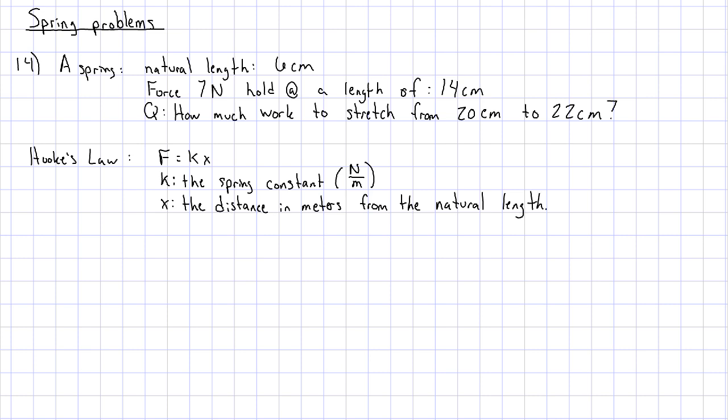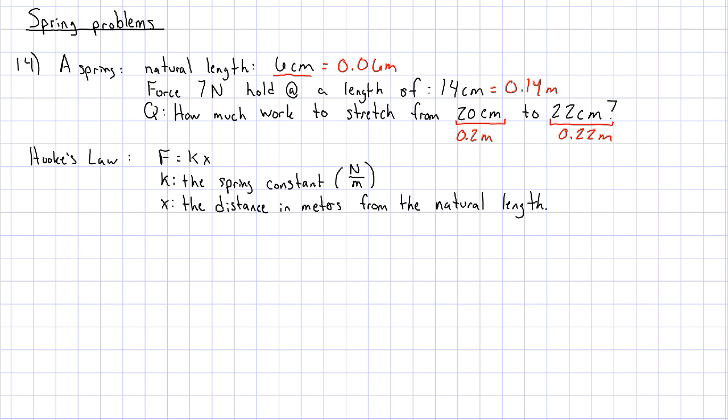All right. So because my formula requires that K is newtons per meter and X is the distance in meters from the natural length, the first thing I'm going to do is go back and change all of my units, which were given to me in centimeters, to meters. So I'm going to change 6 centimeters to 0.06 meters. This will be 0.14 meters. 20 will be 0.2 meters, and then 0.22 meters. Okay, so we're going to work in meters for the remainder of the problem.